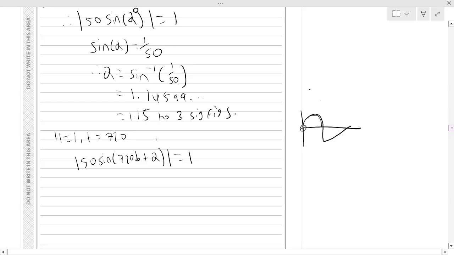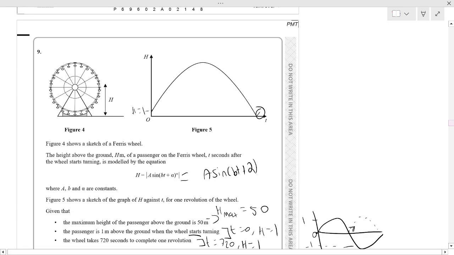So it's gone back to where it was, and you can see that here. It's returned to where it was, and then it repeats the same shape. Okay, and that's in 720 seconds.